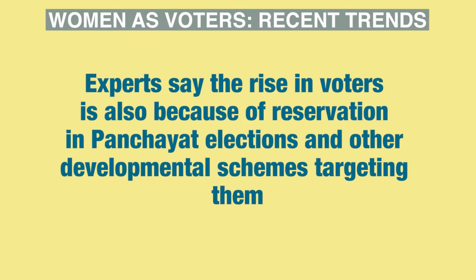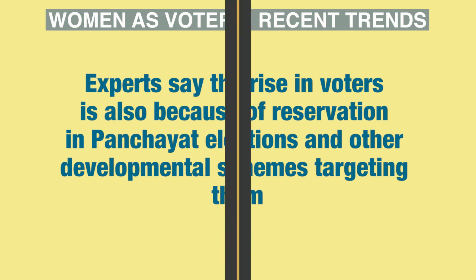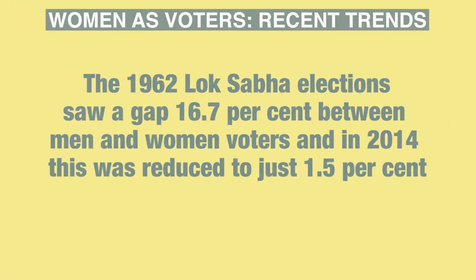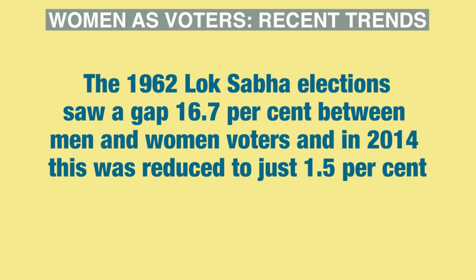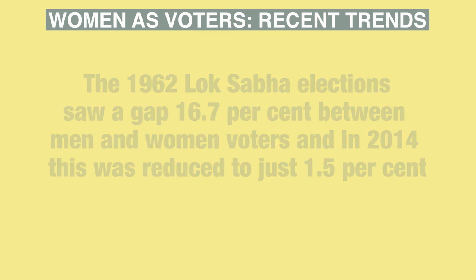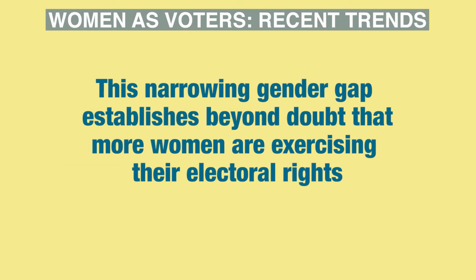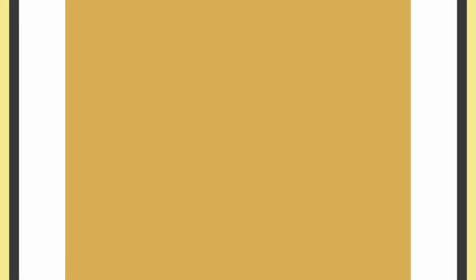Experts say that the rise in voters is also because of reservation in panchayat elections and other developmental schemes targeting women. This is not an easy achievement, students, if one considers history. The 1962 Lok Sabha election saw a gap of 16.7% between men and women voters. And 2014 just saw the gap being reduced to 1.5%. This narrowing of the gap proves beyond doubt that more women are exercising their electoral rights.